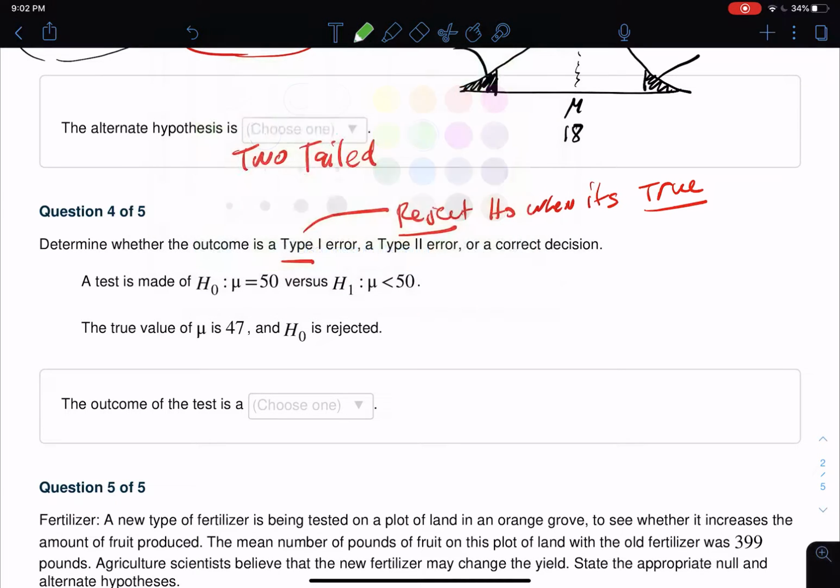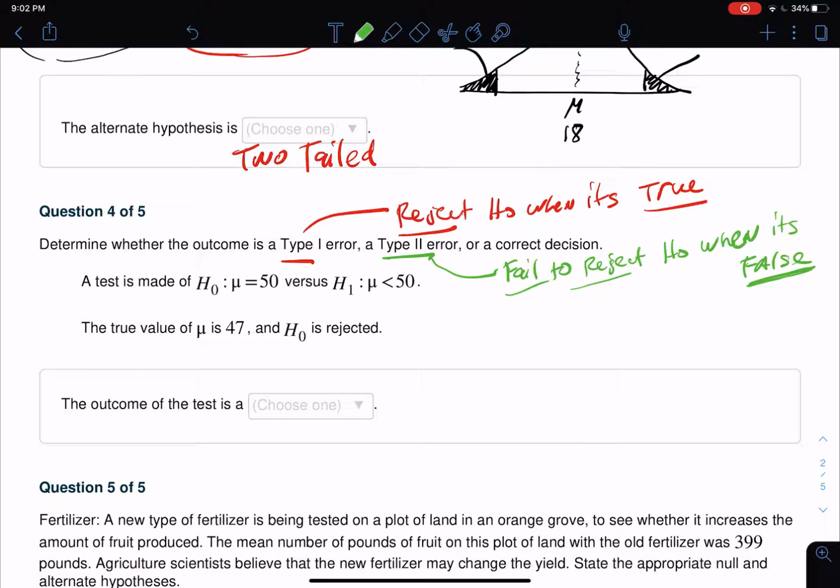And then what is a type 2 error? Well, a type 2 error is when you fail to reject the null when it's false. So a type 2 error is when you fail to reject when it's false, in a way accepting a false thing.